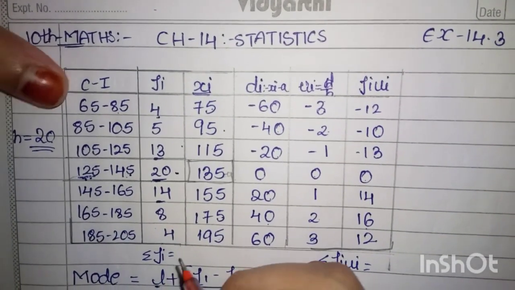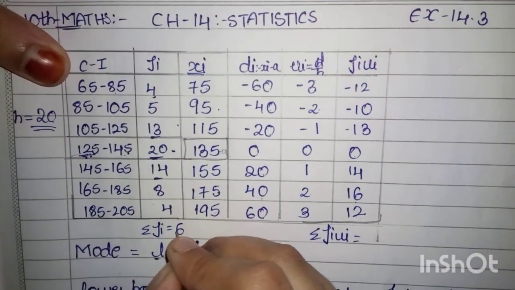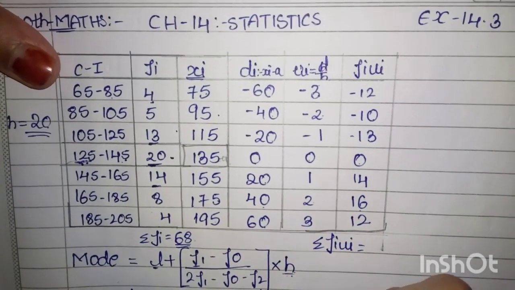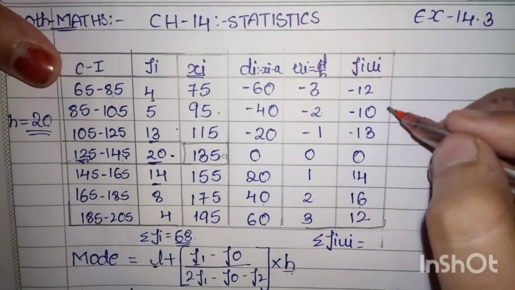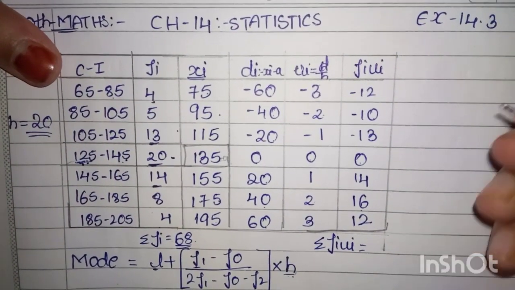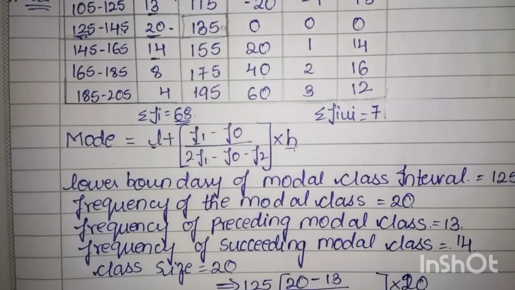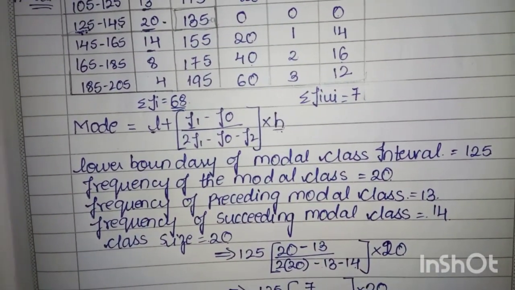So sigma fi, that is when you add all these values, it will be equal to 68. You can check it out. Next, sigma fi ui. When you add all these values, it will be equal to 7. Okay, since there is no space left over for me, I will be doing it in the next page.